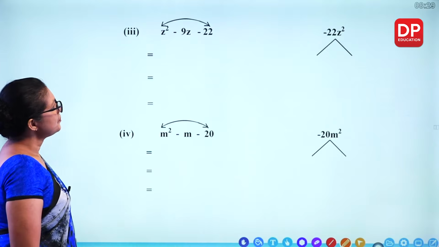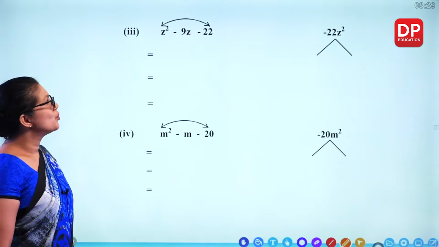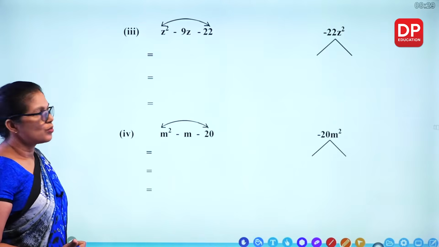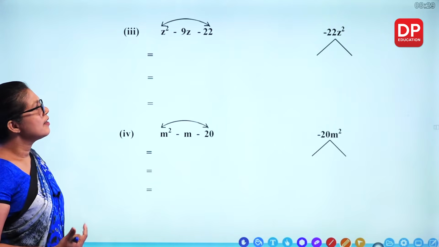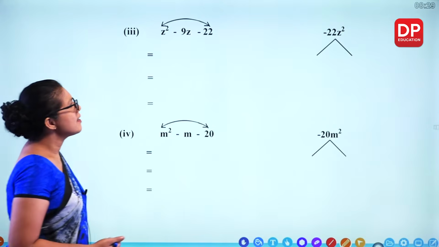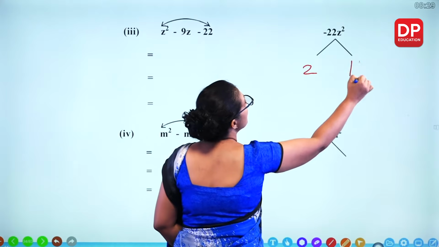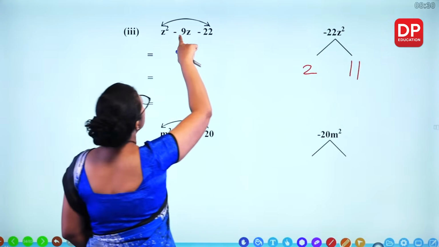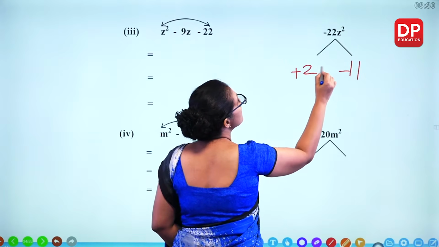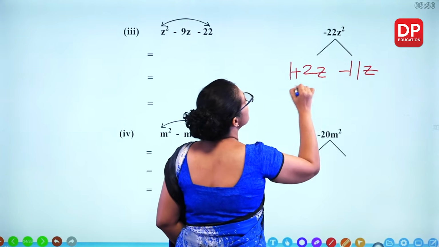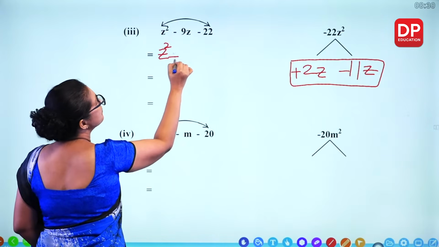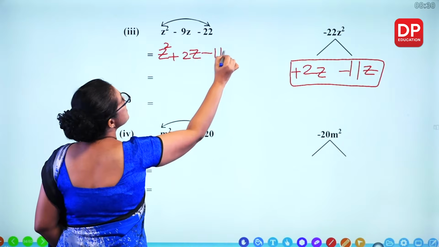This one, minus 22. Factors of minus 22, 1 with 22. You are not getting 9. 2 with 11. 2 and 11, you are getting 9. So 2 with 11. Minus means in the middle, bigger one is minus and this is positive. So you can write this one and split the middle term to 2z minus 11z.